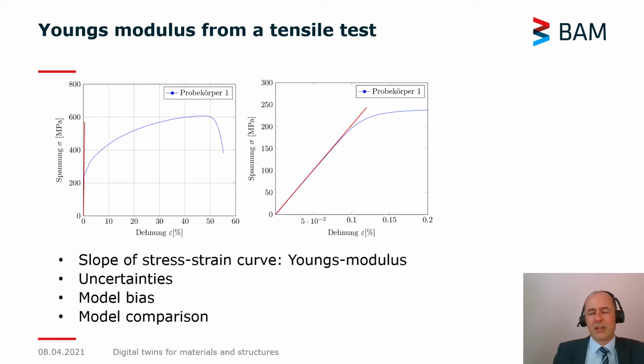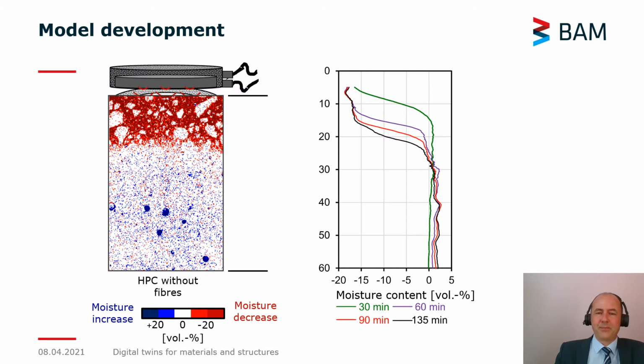And that is always a trade-off, and we have to identify which one is best. I just want to show one example here. This is a problem people in our department and other departments solved. This is a concrete specimen that you heat, and what you see from the top is high performance concrete without fibers, and at the top you see the moisture decrease.